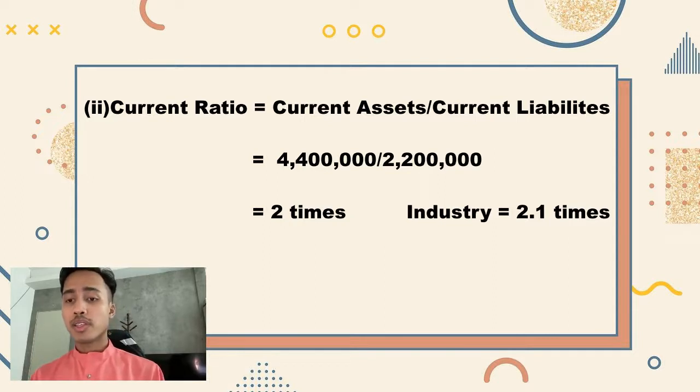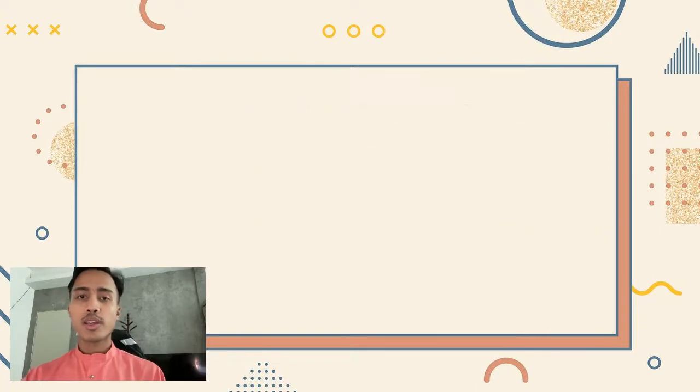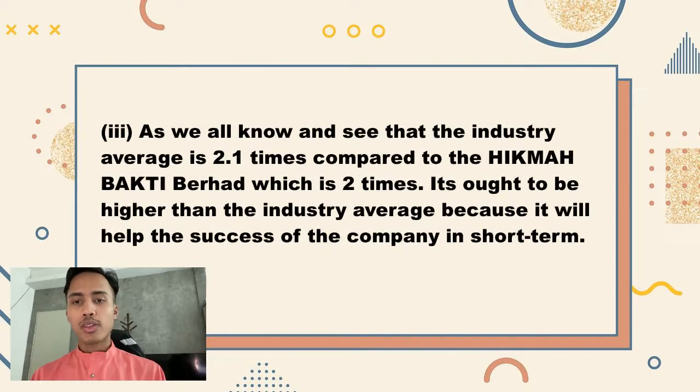Based on the industry average, it is 2.1 times. So third, we compare with the industry average. As we all know and see, the industry average is 2.1 times compared to Hikmah Bakti Berhad, which is 2 times. It is supposed to be higher than the industry average because it will help the success of the company in the short term.